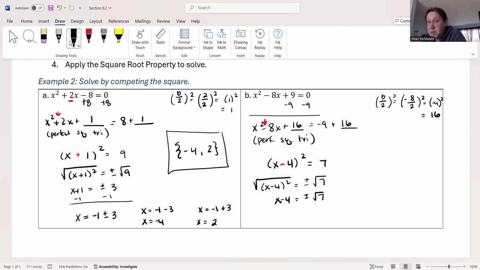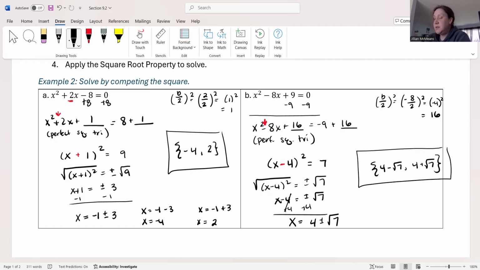Now, I do want to get the x alone. So my issue is this minus 4. So I need to add 4 to both sides. Well, -4 plus 4 is 0, leaving you just the x. And then the 4 that I added to both sides, I want to stuff it in front of the plus or minus. So I'm going to write this as 4 plus or minus the square root of 7. And that actually doesn't simplify any further. So at this point, you are done. We would say our solutions are 4 minus the square root of 7 and 4 plus the square root of 7. And that's it. So that is completing the square.